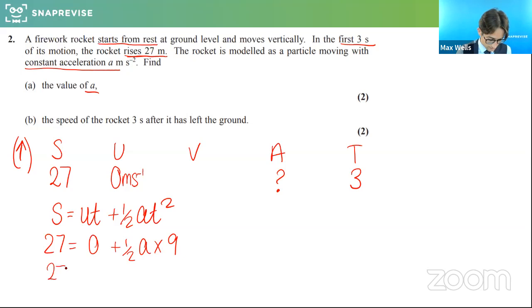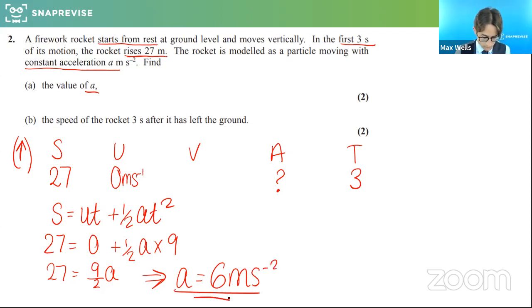So 27 equals 9 over 2, or 4.5a. So I believe then that tells us that a is equal to 6 meters per second squared. Do we agree with that? So that was part A. Now we've got a. Lovely, super, that's good to see.